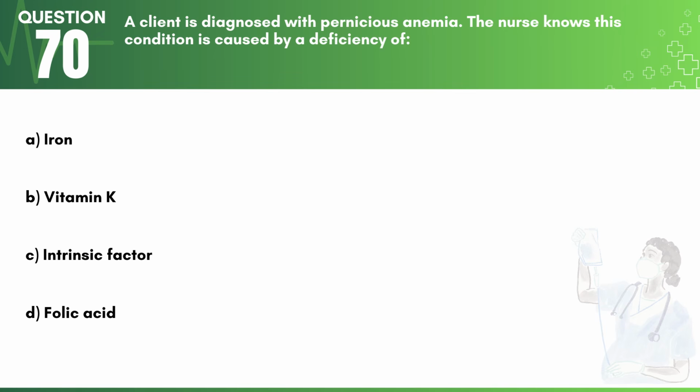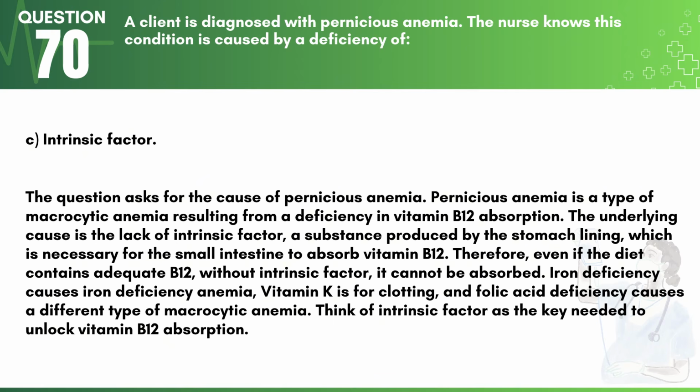Question 70. A client is diagnosed with pernicious anemia. The nurse knows this condition is caused by a deficiency of A. Iron. B. Vitamin K. C. Intrinsic factor. D. Folic acid. Answer: C. Intrinsic factor. The question asks for the cause of pernicious anemia.